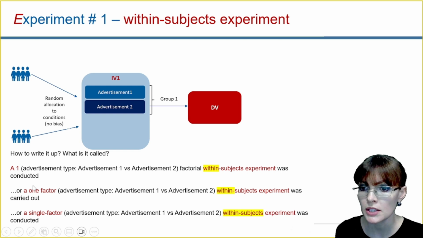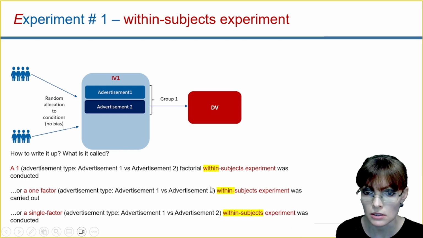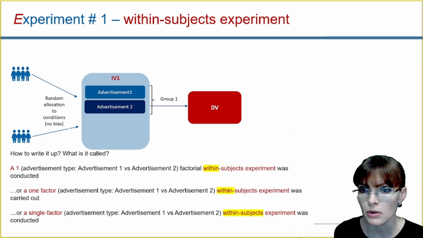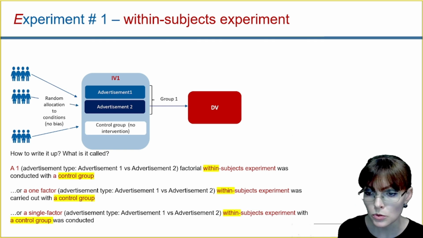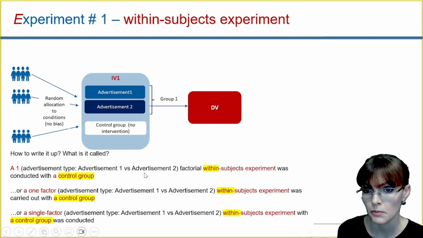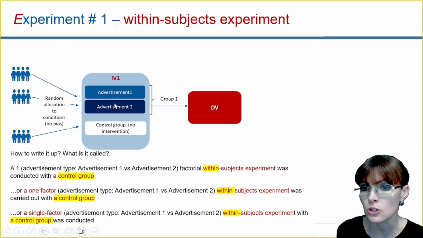You can also say that it was a one factor, this factor, within subject experiment, or it was a single factor within subject experiment. If you, for example, had a control group, then I would just say it was one factorial within subject experiment with a control group. Because in this case, it's outside the brackets because they did not see advertisement 1 and advertisement 2.